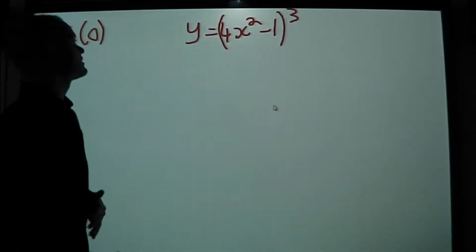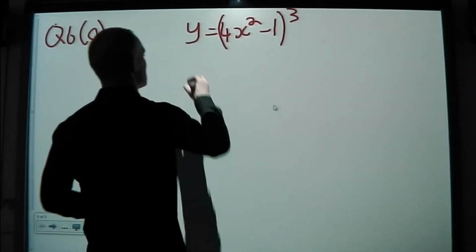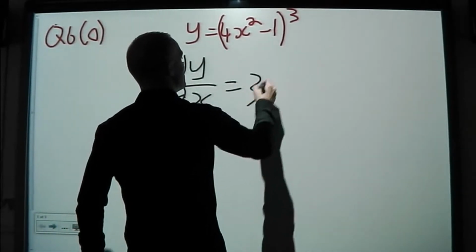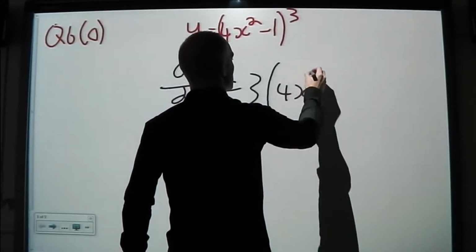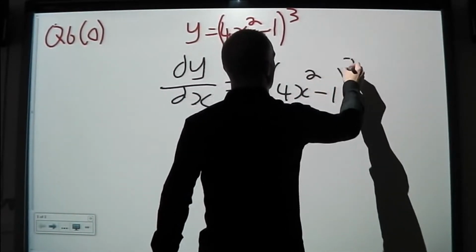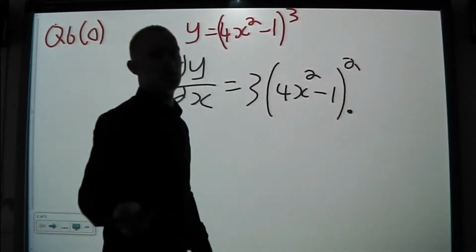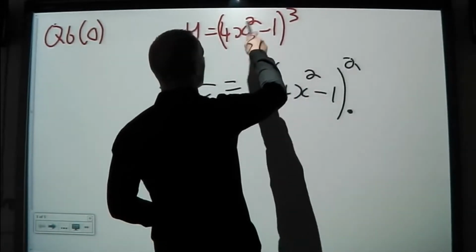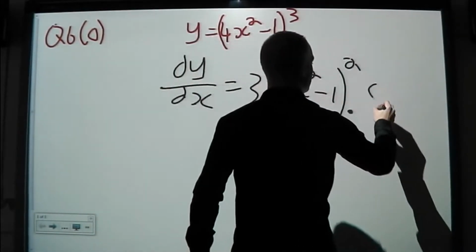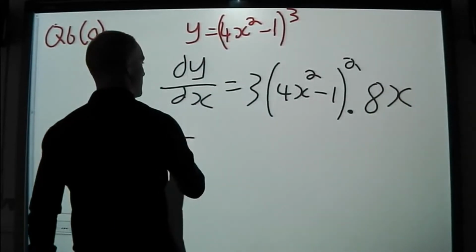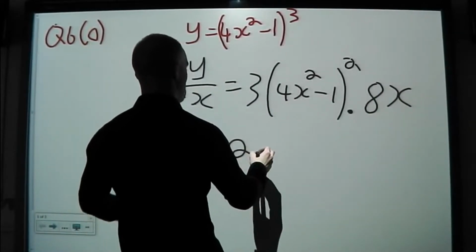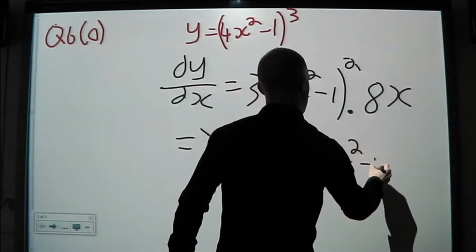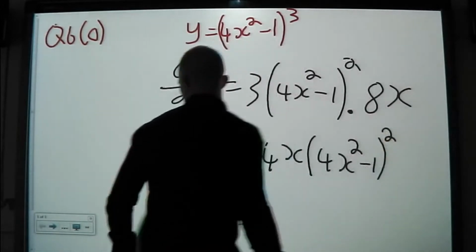Anyways, to differentiate this, we have y is equal to a term on the right hand side. So that implies dy/dx is equal to 3 times the term, which is (4x squared minus 1) all to be squared, times... Now, it's a chain rule coming in here, but I'm going to go into more detail in the next question if you're not too sure of it. So that's times the derivative of what's in the bracket, which is 8x. That implies dy/dx is equal to 24x times (4x squared minus 1) all squared.